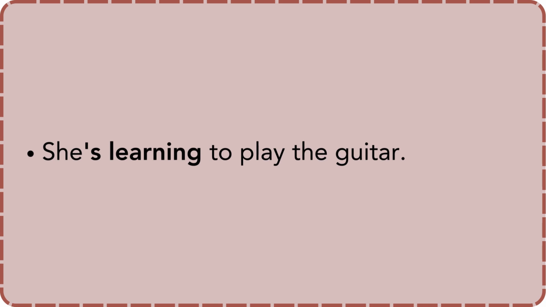She's learning to play the guitar. Here, the present continuous, is learning, suggests that she is currently in the process of acquiring the skill of playing the guitar. It implies ongoing development or progress.